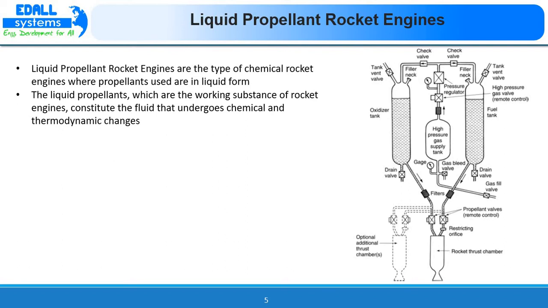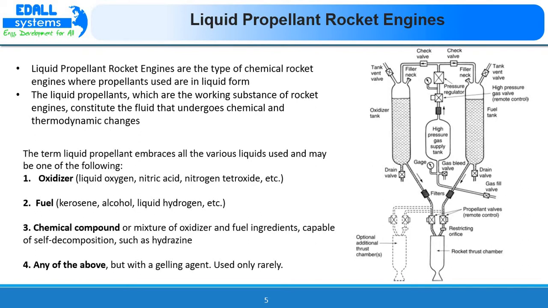The liquid oxidizer and the liquid fuel are stored in different propellant storage tanks, as we can see in the figure, and then a feed system is used to allow these propellants to be fed into the thrust chamber using valves and pipes.